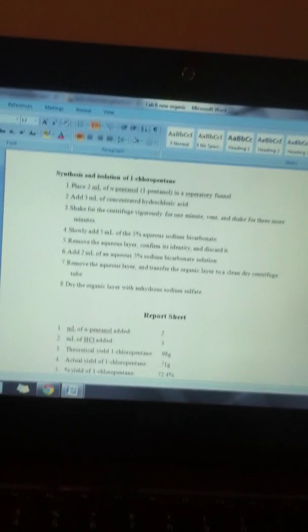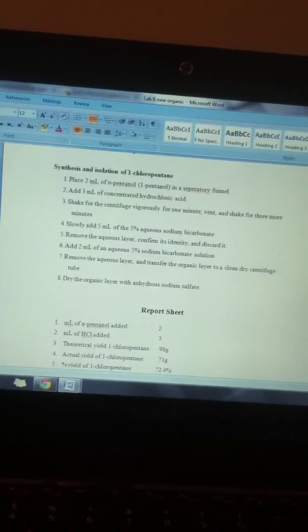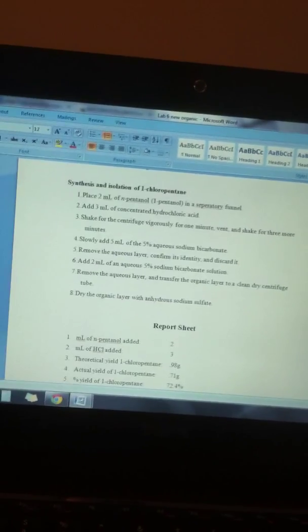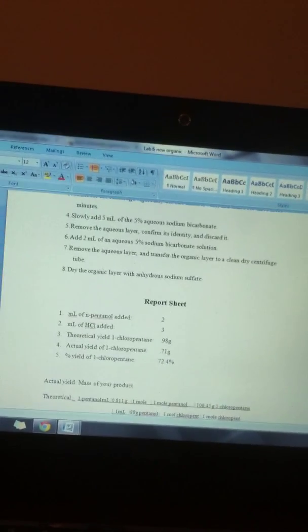Possible human errors were, I don't know, maybe I didn't shake vigorously enough, or when I was taking out some of my solutions, and then drying it in the centrifuge. So there are different possibilities for human errors on this, and why my percent yield was lower than I would have liked.